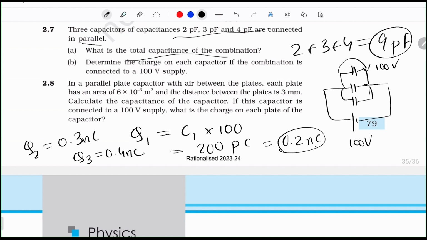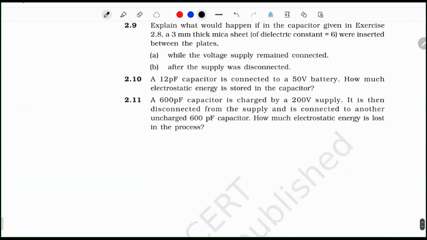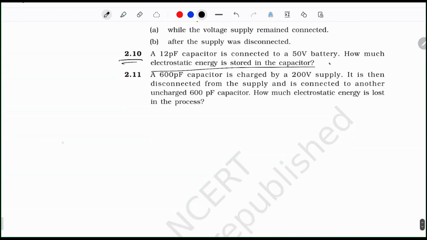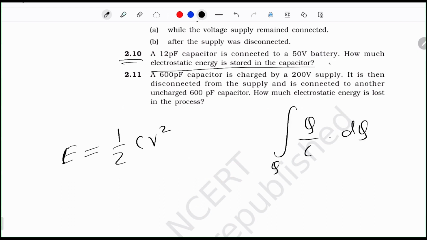So the same calculation. Okay, we'll solve the last question. 2.10 say. A 12 picofarad capacitor is connected to a 50 volt battery. How much electrostatic energy is stored in the capacitor? Well, the energy stored, as we have derived, is half CV squared. I hope you remember how we derived it: voltage times dq over all the charge. So that happens to be half CV squared.